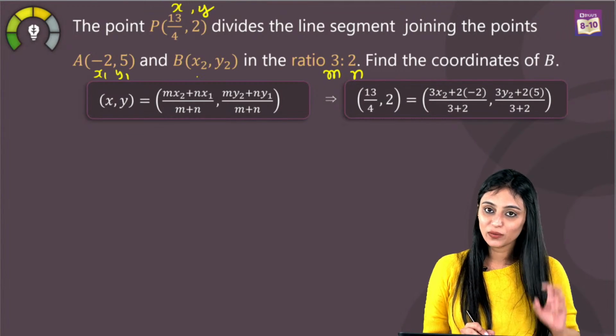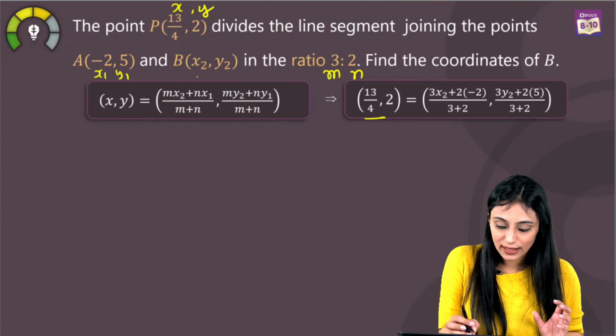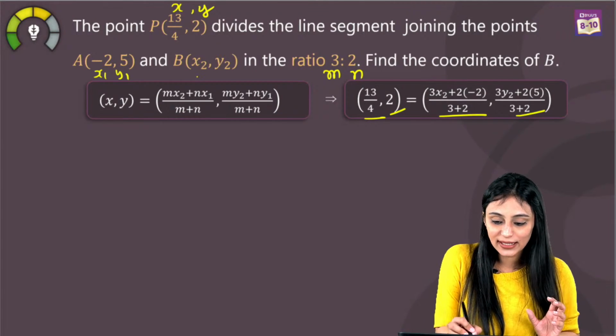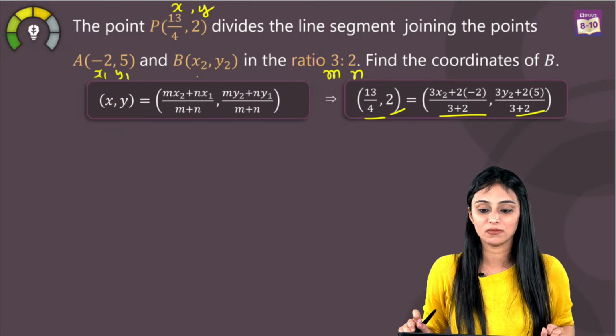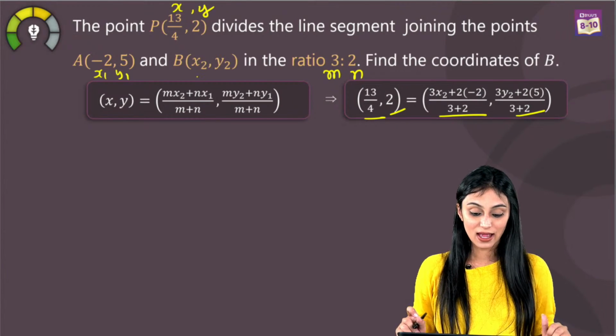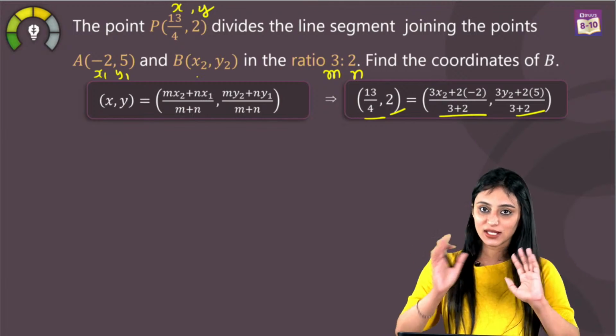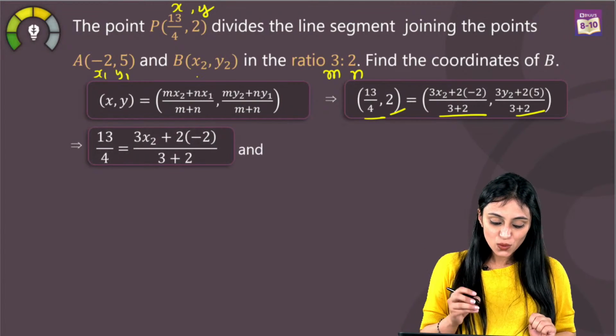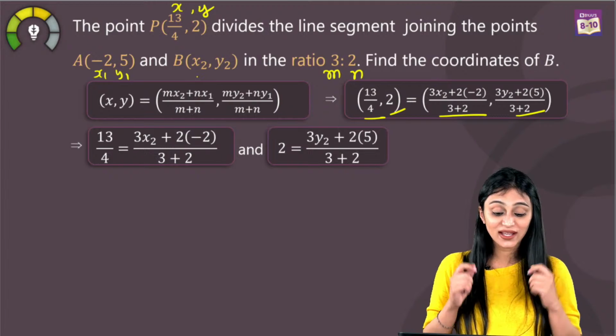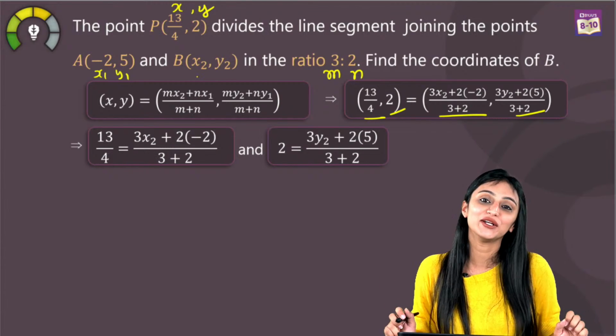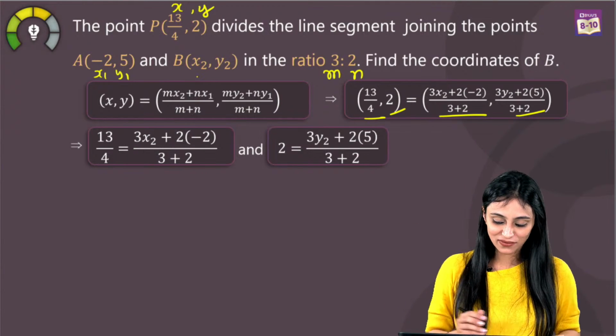Now what we are going to do here is equate the x coordinates and equate the y coordinates. Sameer, ma'am, it is very interesting. Yes. All right, let's equate them. Once you equate them, you get this. Now what I need is the value of x2 and y2 from here, so we'll be just simplifying this.